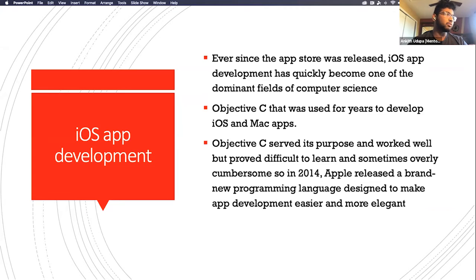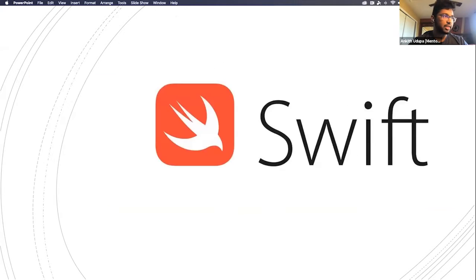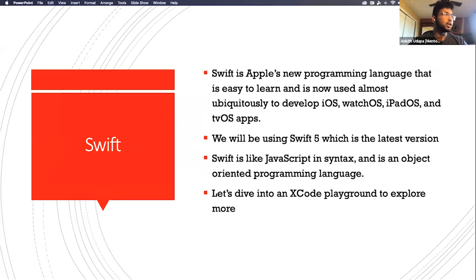At the beginning of that release, Objective-C was the main language that you used to create iOS and Mac apps. It worked pretty well, but it sometimes is a little bit difficult and a little bit cumbersome. So in 2014, Apple released a new programming language that they created themselves. It's designed to make development a lot easier and more elegant. That language is Swift.